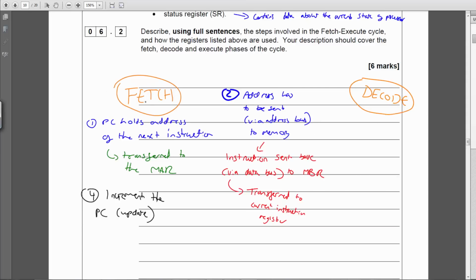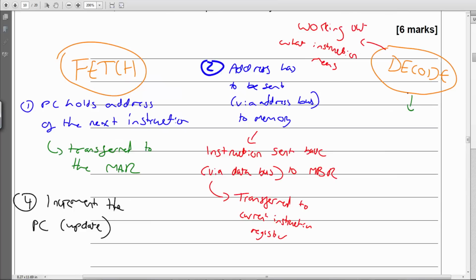So the fetch stage is definitely the most you're going to write about. The decoding stage is really just to understand what the instruction currently stored in the current instruction register means. So really the only step of the decoding stage is that the instruction is split up into its components, the opcode and the operand.